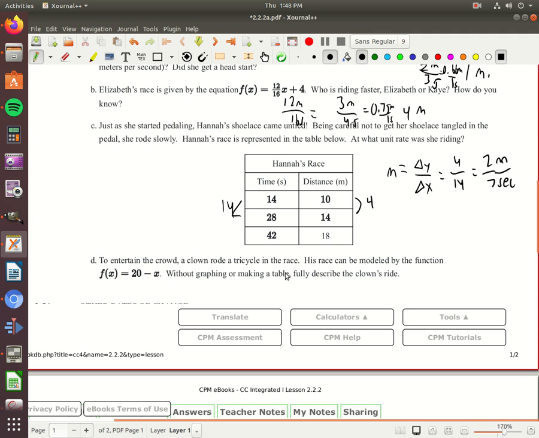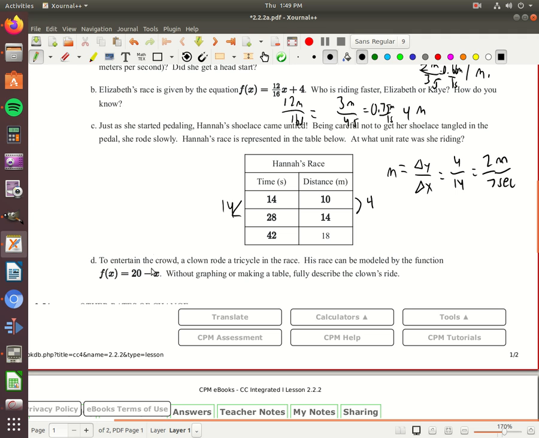All right, and then to entertain the crowd, a clown rode the tricycle in the race. His race can be modeled by the function y equals 20 minus x. Without graphing or making a table, fully describe the clown's ride. Well, let's take a look here. The starting point is 20, and he's going backwards 1 meter every 1 second.